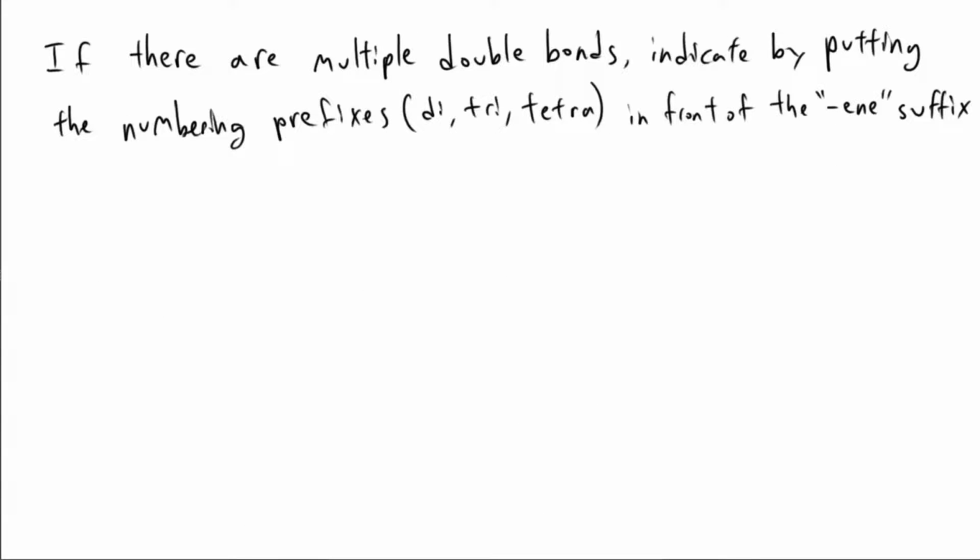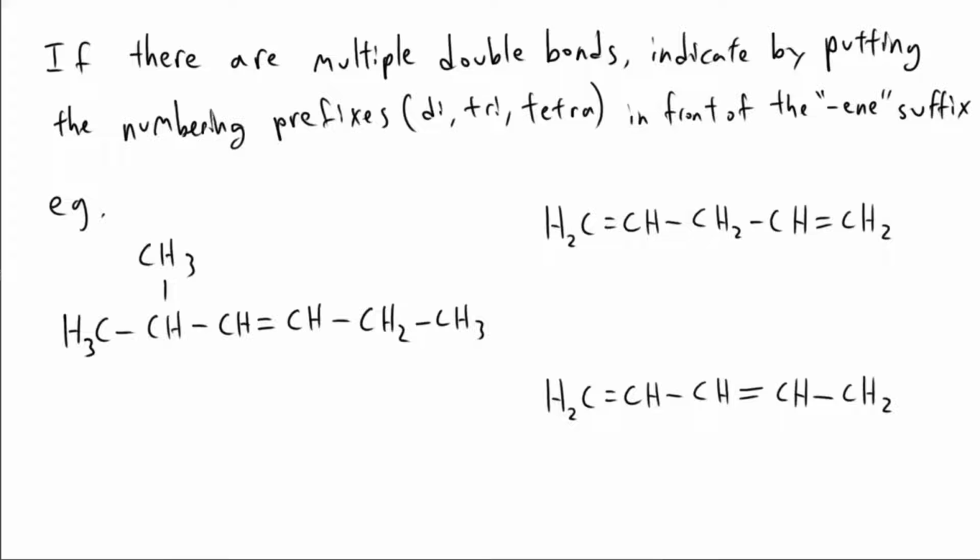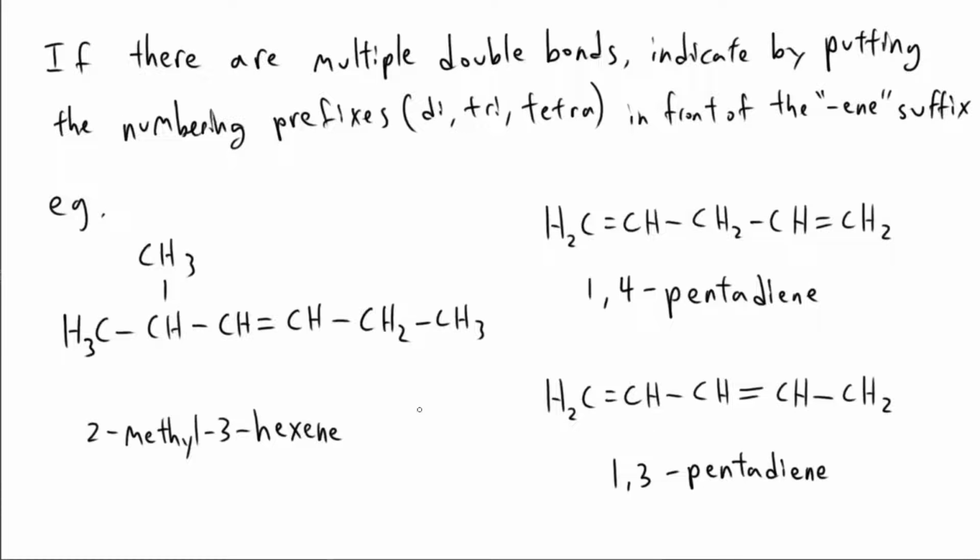If there are multiple double bonds, then you represent that by putting the numbering prefixes di, tri, tetra in front of the ene suffix. Like with these. So this is one example with just one double bond. You see, I put the 3 in front of hexene to indicate that it is 1, 2, 3 carbons before the double bond appears. And of course, methyl appears as normal.